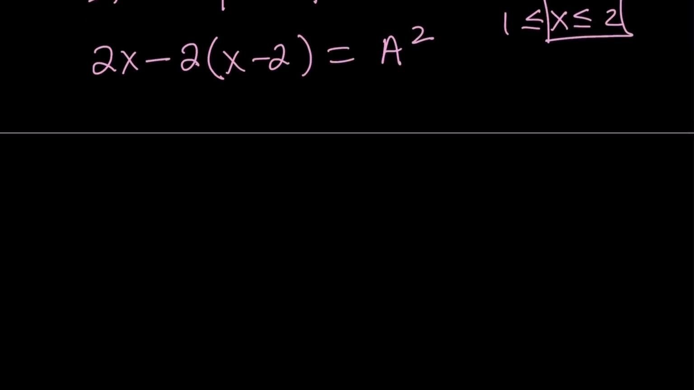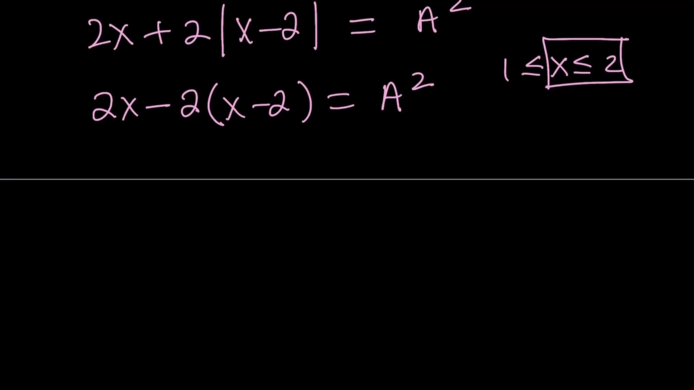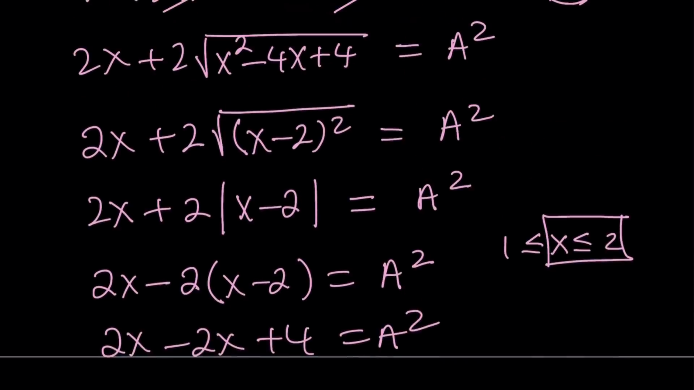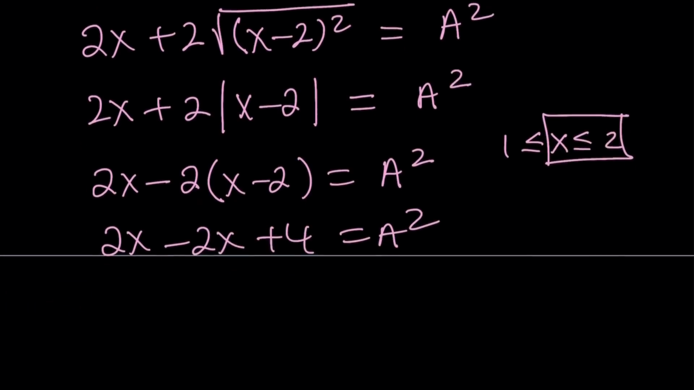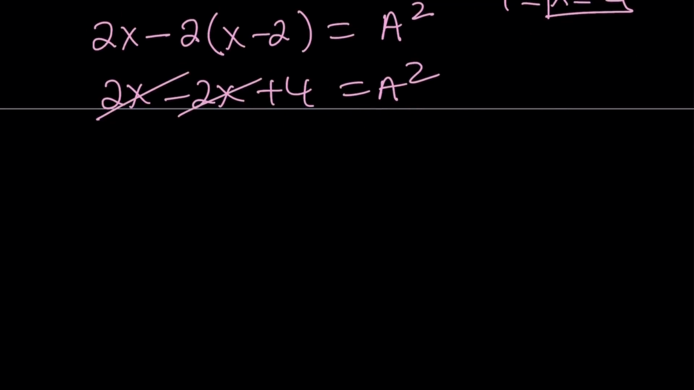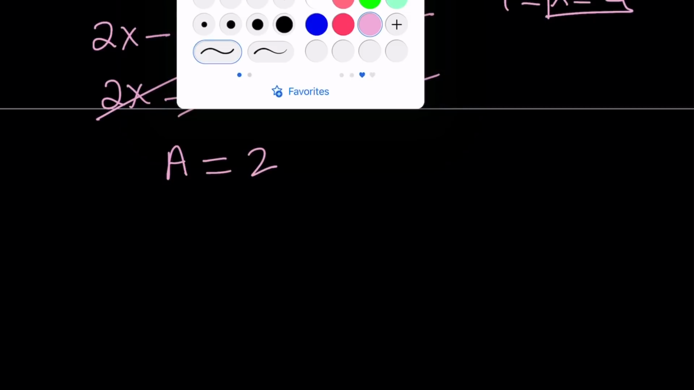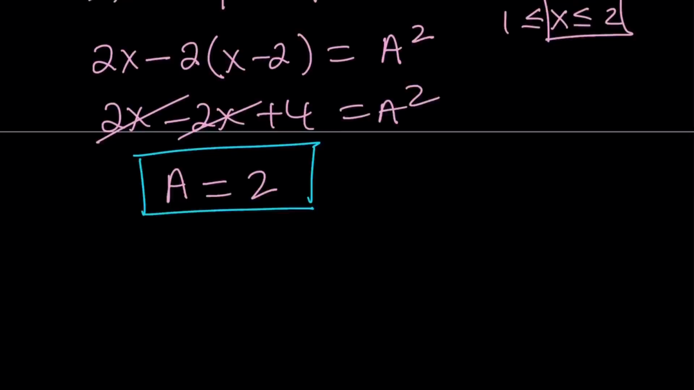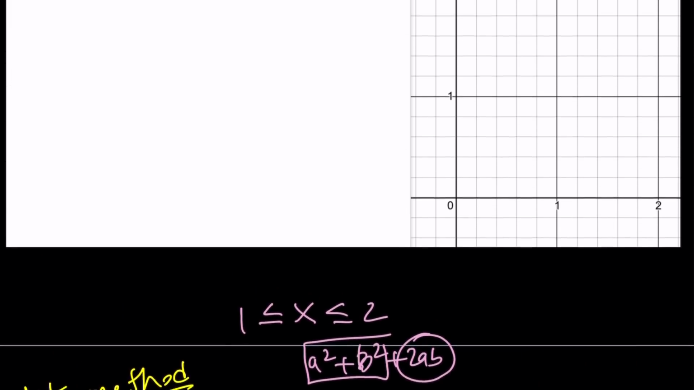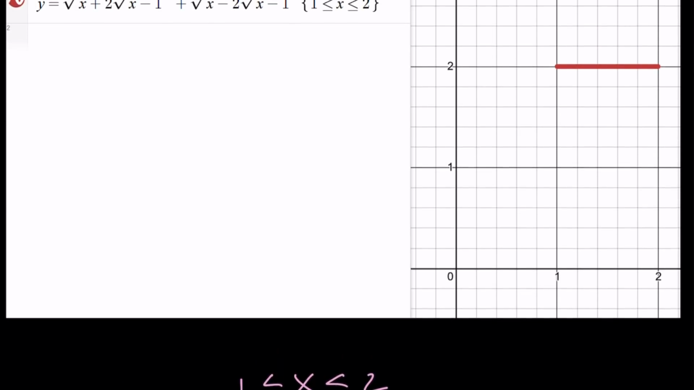Awesome. Now when we go ahead and distribute this, we're going to end up with something nice. This is going to be 2x minus 2x plus 4 equals a squared. Now notice that a is the sum of two radicals, therefore it is positive. So from here we get a squared equals 4, and a equals 2 is going to be the final result. Great. So that explains why we got a horizontal line when this function was graphed between x equals 1 and x equals 2. That kind of explains it, doesn't it?